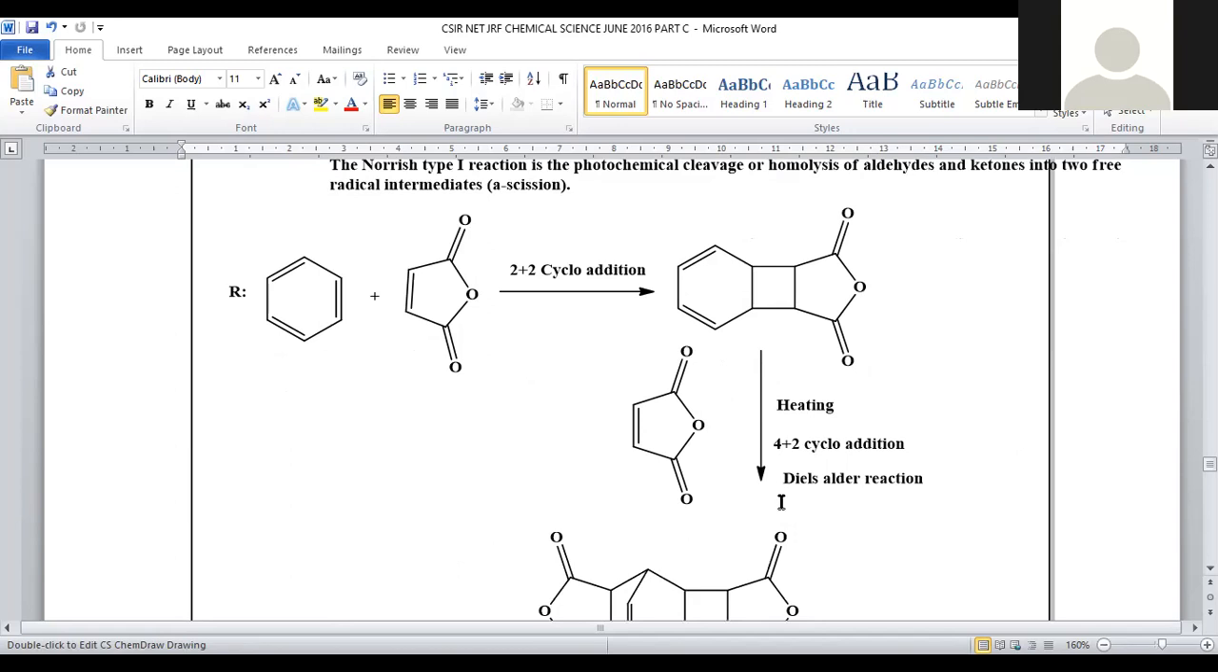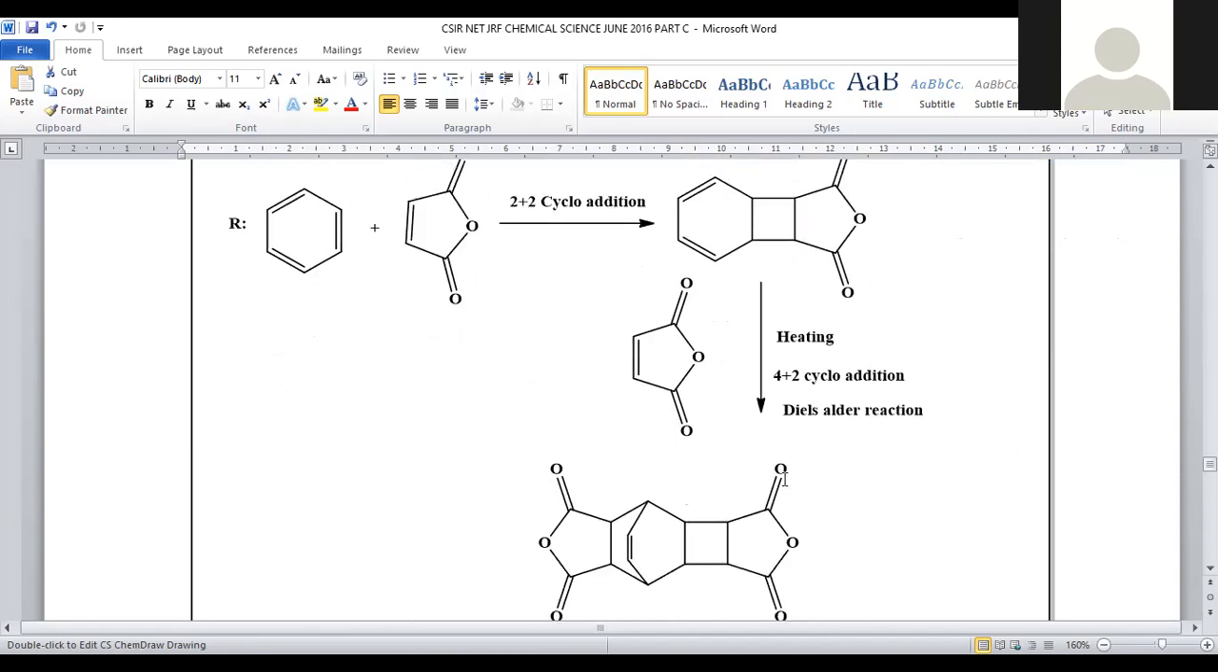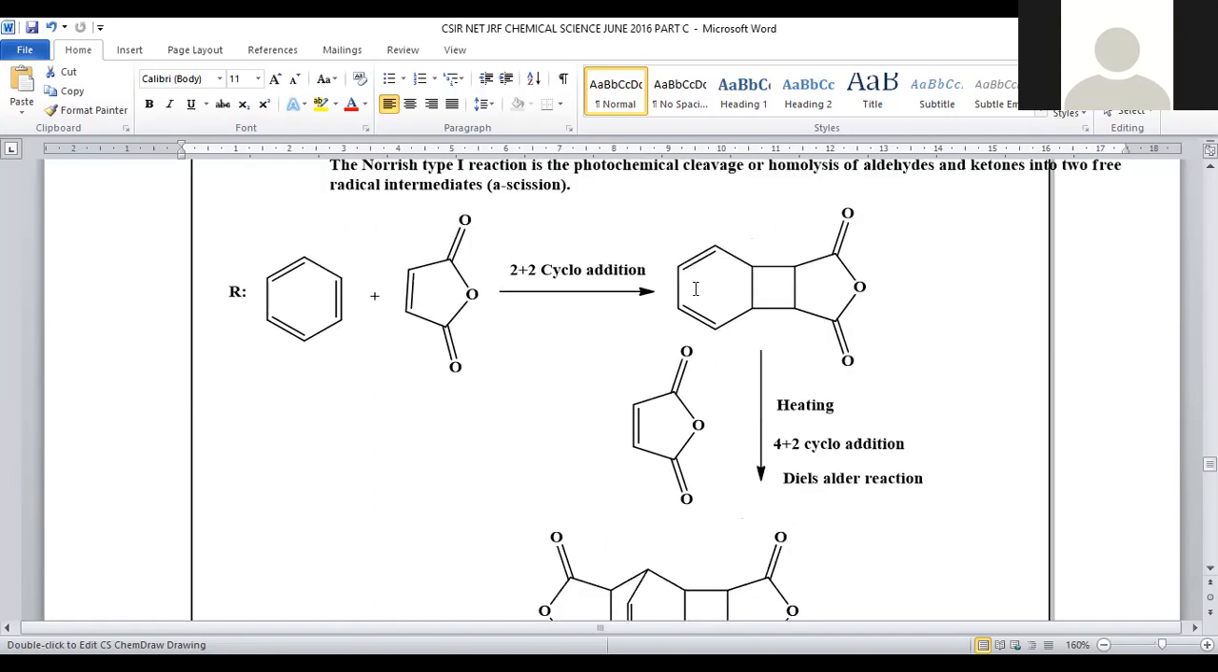And further, it can be treated with one more maleic anhydride. Whenever maleic anhydride is added, here we have a double bond, double bond, so a conjugated double bond system is there. Here also a double bond is there. So it simply resembles a diene upon treating with a dienophile. Diene-dienophile reaction is called the Diels-Alder reaction. Here the diene is there, and this maleic anhydride is called the dienophile, so that it participates in the 4+2 cycloaddition.